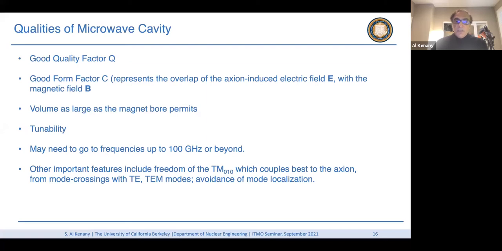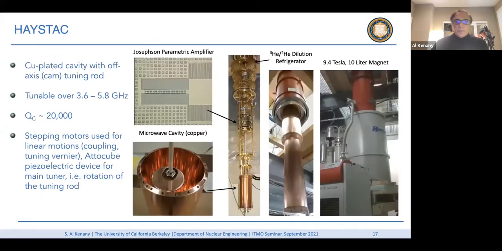This is also a limitation because we have to have the cavity sitting inside the bore of the magnet. Then it has to be tunable. We have to find ways to tune this. And then we will go up to 100 gigahertz in frequencies. Other important features are the freedom of the modes, TE mode, TEM mode, and the avoidance of mode localization.